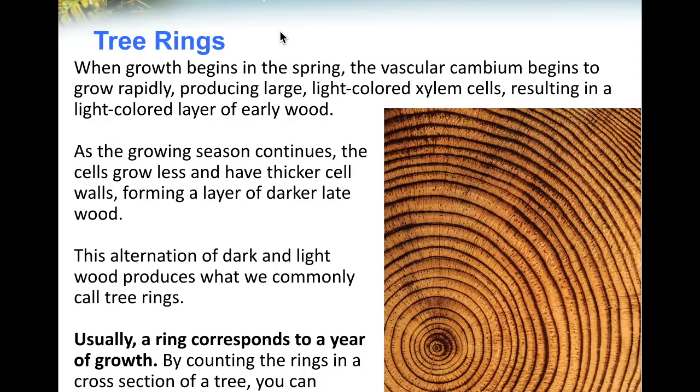When growth begins in the spring, vascular cambium begins to grow rapidly, producing large, light-colored xylem cells, resulting in a light-colored layer of early wood. As the growing season continues, the cells grow less and have thicker cell walls, forming a layer of dark, late wood. This alternation between dark and light wood produces what we commonly call tree rings. Usually a ring corresponds to a year of growth. By counting the rings in a cross-section of a tree, you can estimate the tree's age.